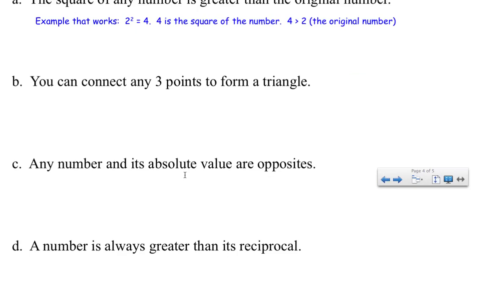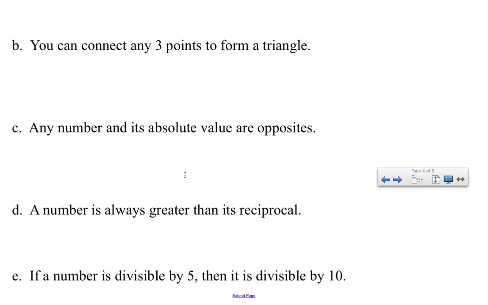I say, hey, you can connect any 3 points to form a triangle. You're going to try and find 3 points that do not form a triangle. Any number and its absolute value are opposites. Okay, so the counterexample would be a number and its absolute value that are not opposites. A number is always greater than its reciprocal. Can you give me an example of a number that is not greater than its reciprocal?